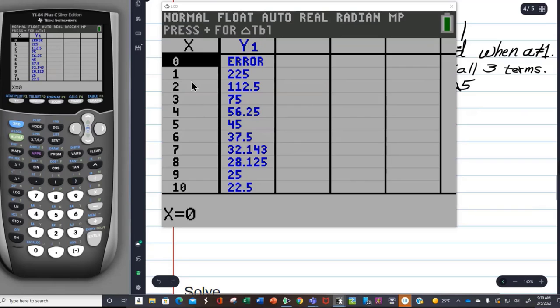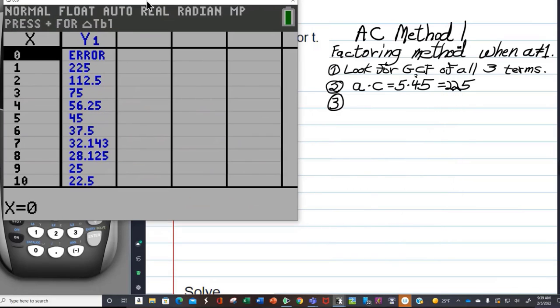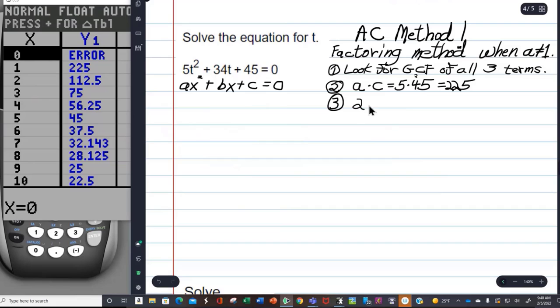Now I can automatically discount every number that has a decimal in it. And if I do that, then I get a list here of factors of 225. So positive 225, which is what it is, incidentally, I multiplied positive 5 times positive 45. And that gave me 225, so it's still positive. And notice that the number we want is positive. I have to find the factor pair of 225 now that adds up to 34.